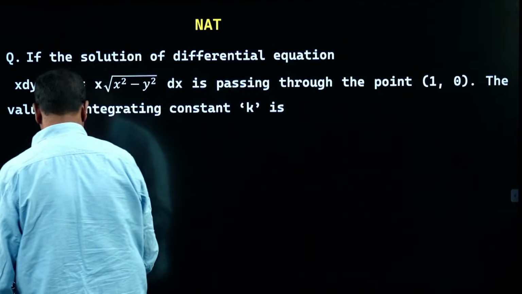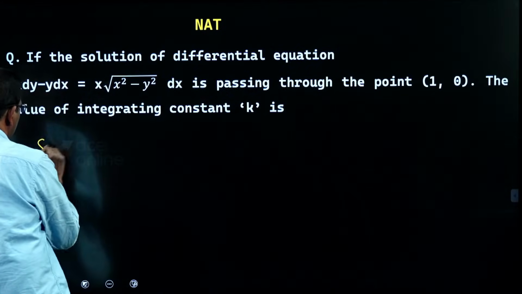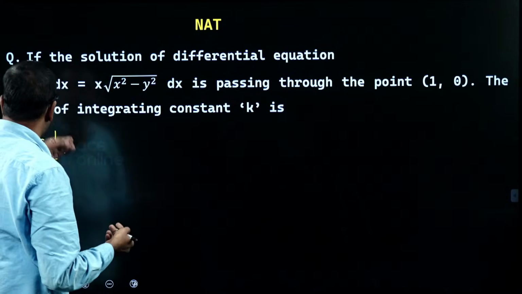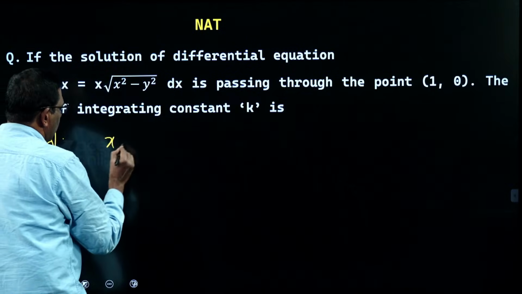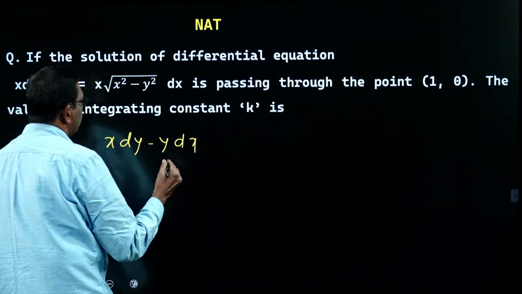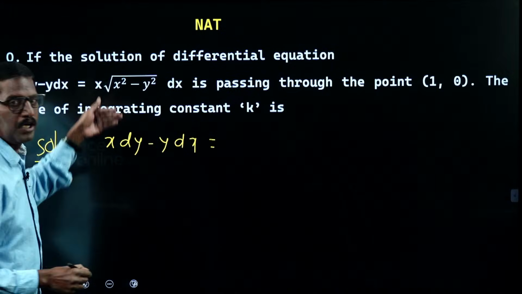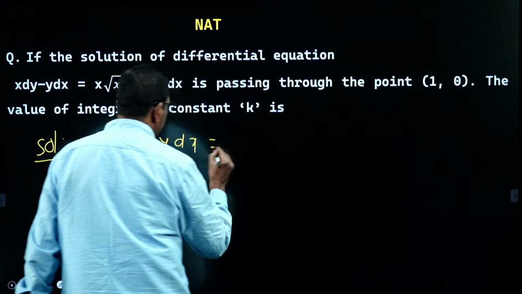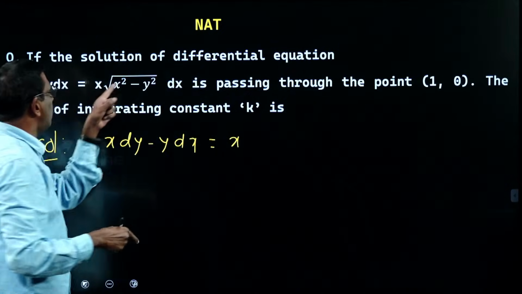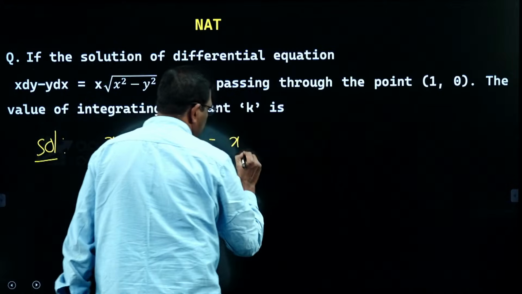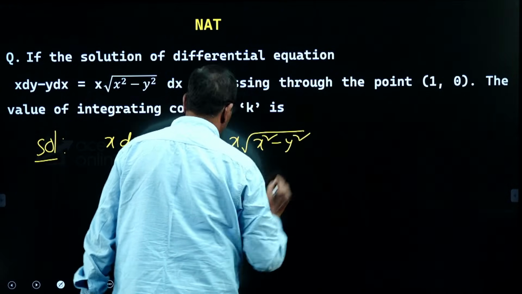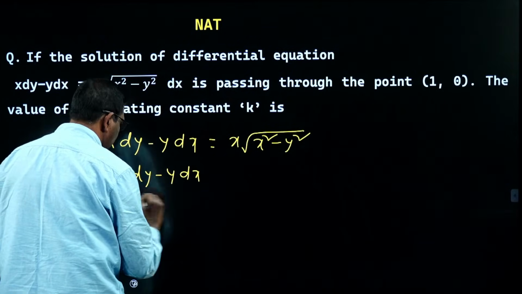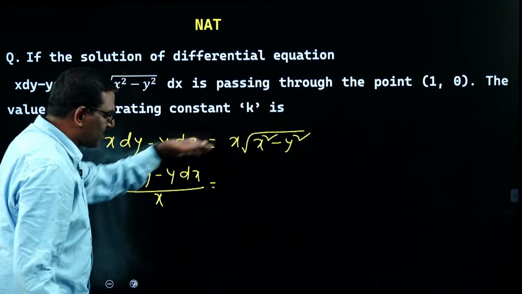The square root is there, so it looks different, but with one simple observation, with a small inspection, you can solve it easily. First I will write this differential equation: x dy minus y dx is equal to x into root over x square minus y square dx. That implies x dy minus y dx by x is equal to, that x I am writing like this.